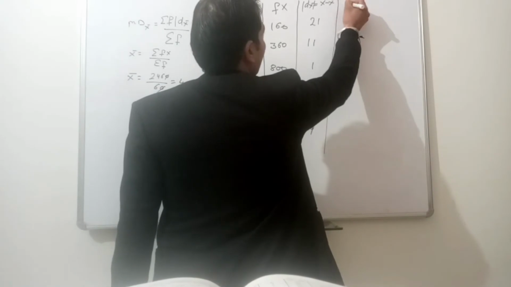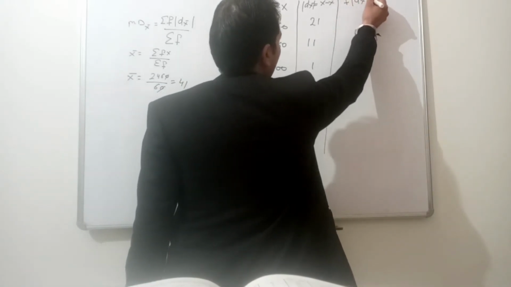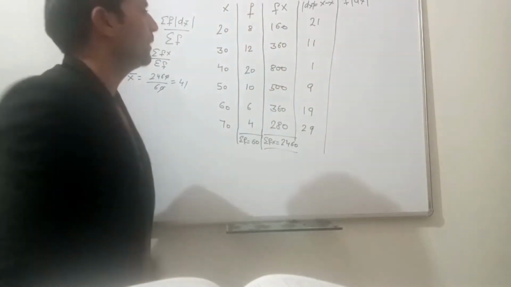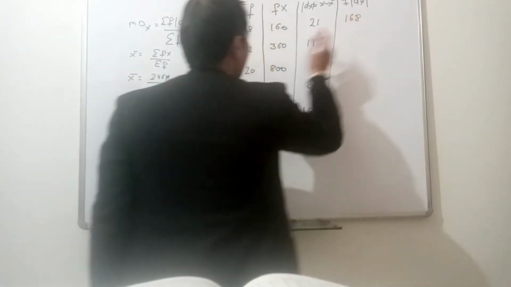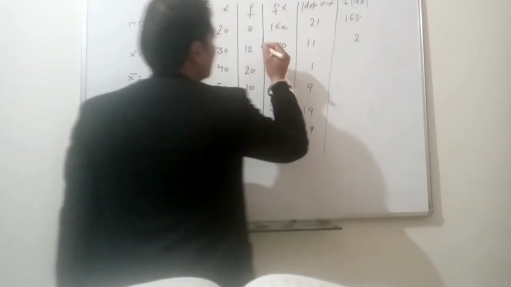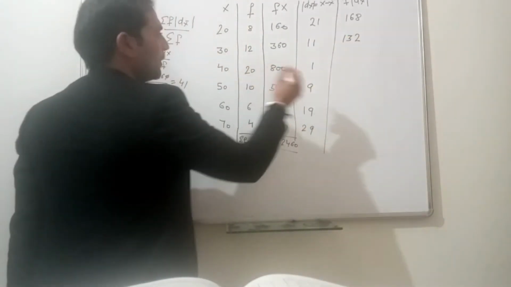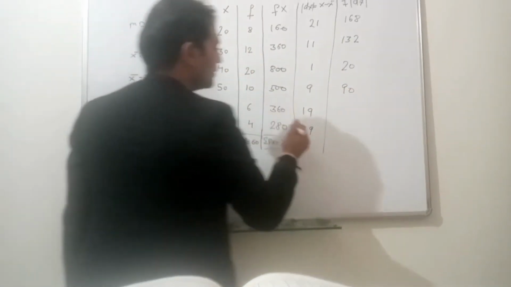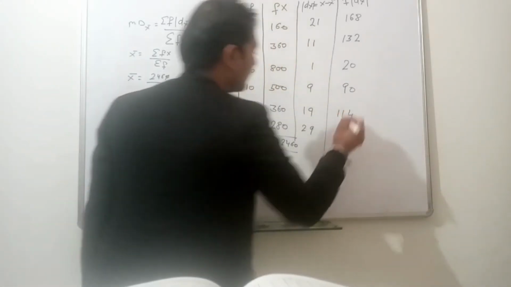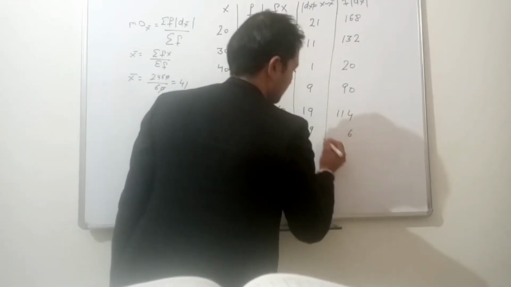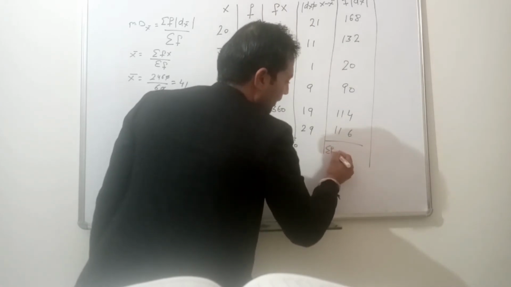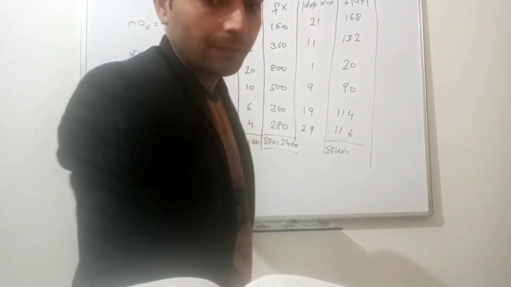After that, f into dx bar. Frequency into dx bar. 21 into 8, 168. 12 into 11, 132. 20 into 1, 20. 10 into 9, 90. 6 into 19, 114. 4 into 29, 116. Summation f dx bar, the total, is 640.